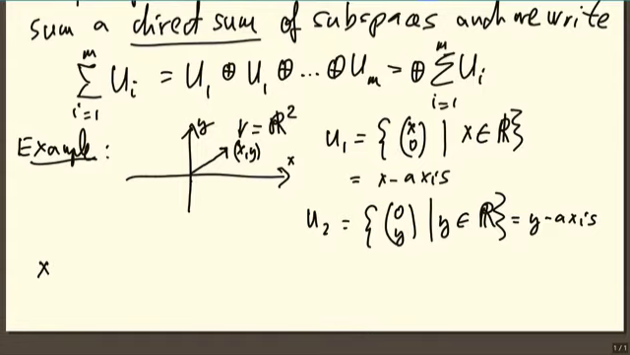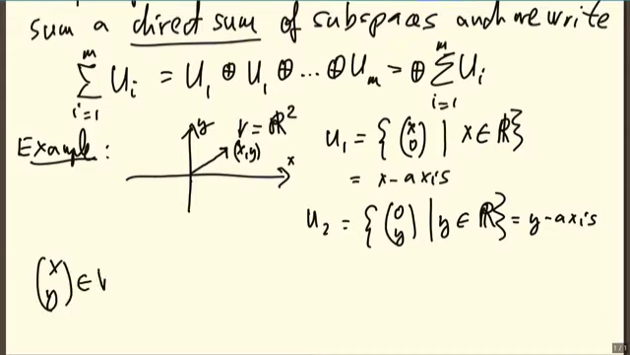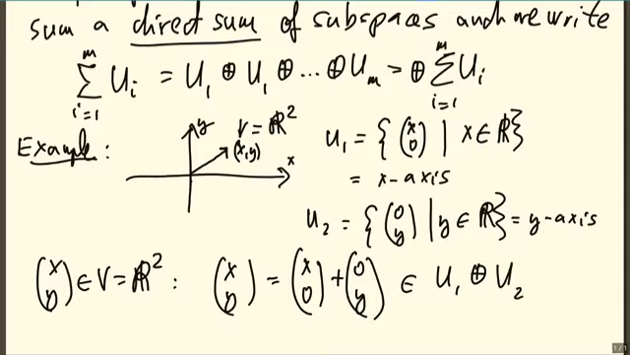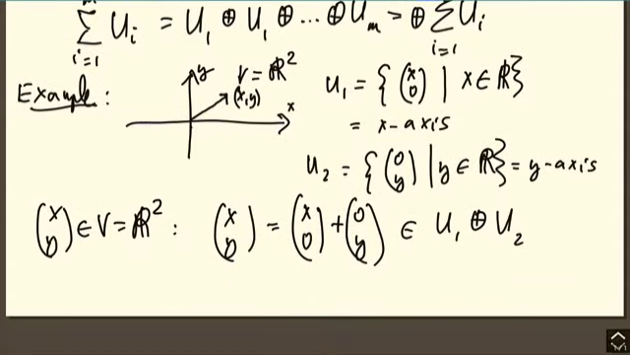If you have the xy vector, let me write it in a column format, in V, which is R2, then this xy vector could be uniquely written as x0 plus 0y. So that means that this is in the direct sum of U1 and U2. So this is actually another proof that this can be written uniquely. I just mentioned that we can write it uniquely.